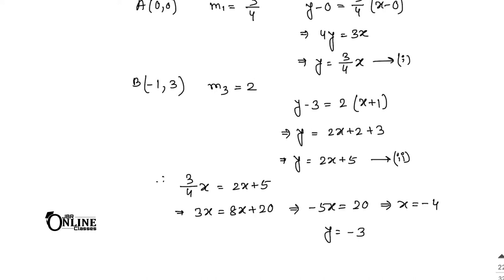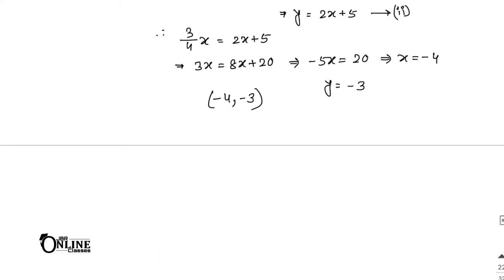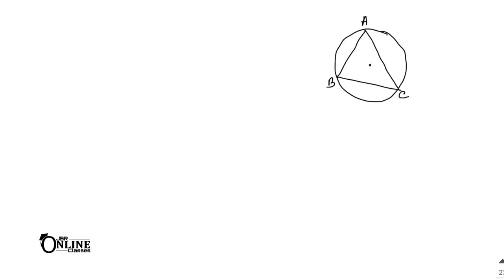So here the coordinate of the orthocenter is minus 4 and minus 3. Okay, now move on to the next sum. So here in sum number 35, find the coordinates of the circumcenter of the triangle whose vertices are A, B, C.